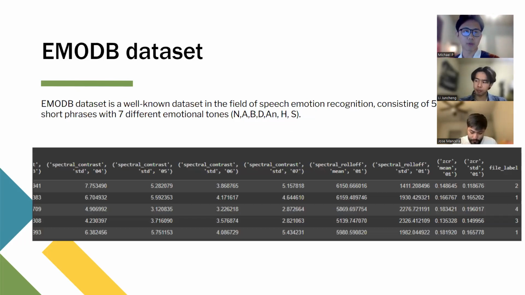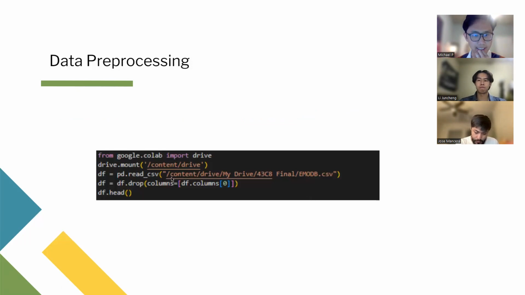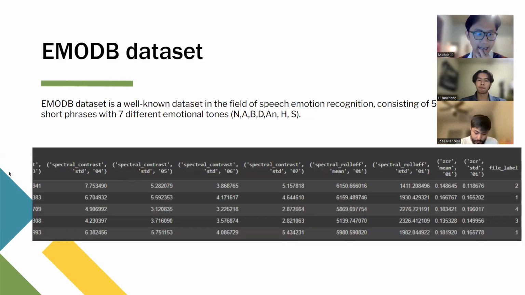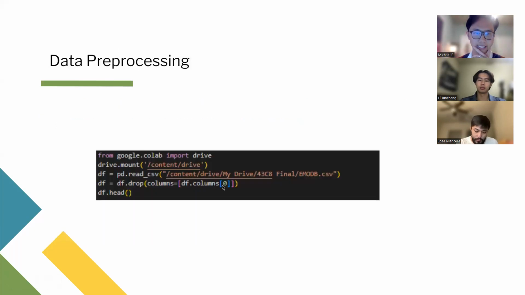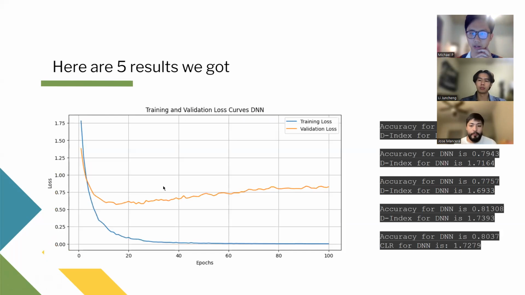And also the second data set we have is the EMODB data set. Here's a screenshot I have. As we can see on the right, we have the file label here. It's a label with 7 different emotional tones, which are represented from 0 to 6. As we keep going on pre-processing this data, I did not get a chance to take a screenshot of the left column, but the first column, I believe, is a name column, which doesn't mean anything, so I just dropped it right here. And then we have our DNN model.